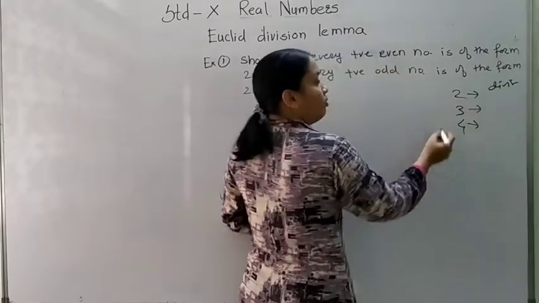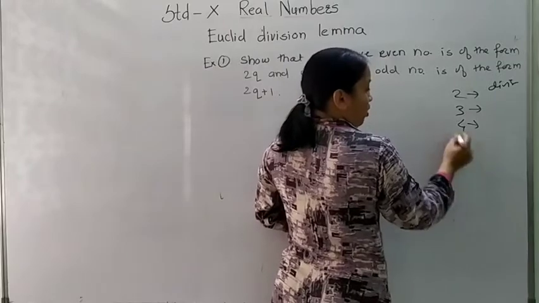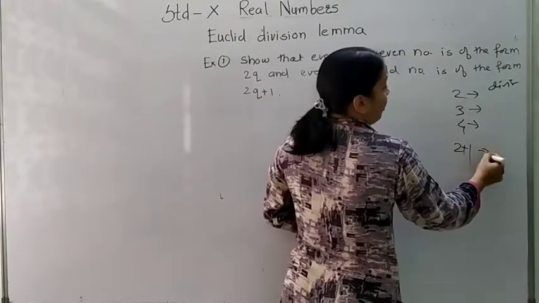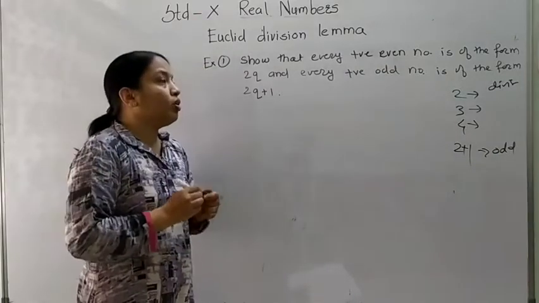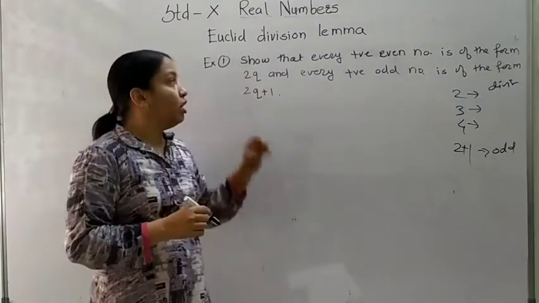And what is an odd number? In any even number, if you add 1, you will get an odd number. This is the basic idea. We know all this. Now we only want to prove this theoretically.